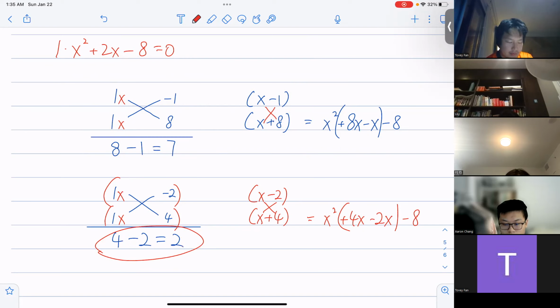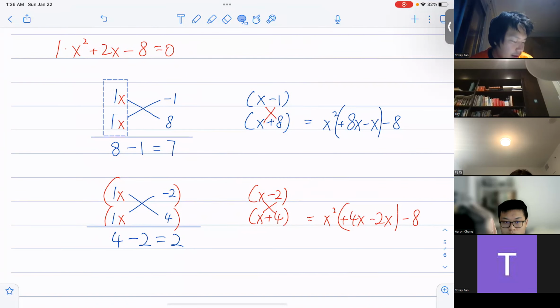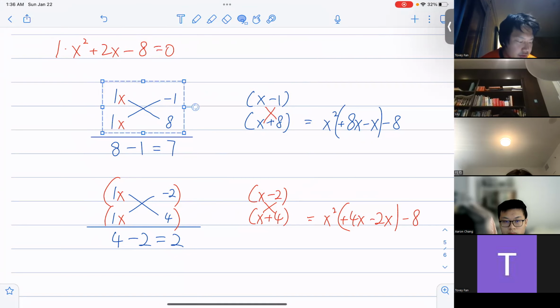And that's this whole method. To summarize, you want to find two numbers that multiply to be the leading coefficient. The second two numbers should have a product of the constant term. And then you cross multiply and add, and it should produce the middle term, the linear coefficient. Then you know what two factors you have.